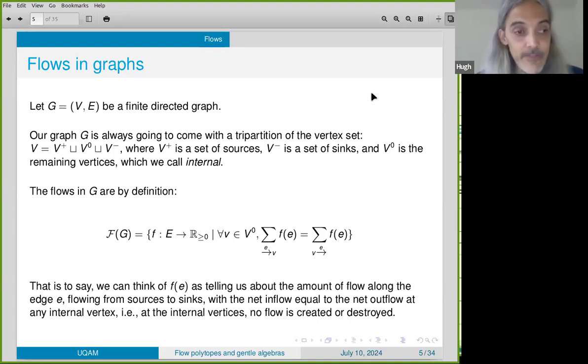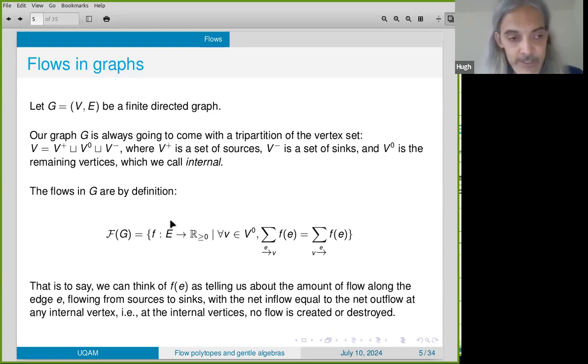So we have a directed graph consisting of set V of vertices and set E of edges. And the vertices of our graph are always going to be divided into three types. V plus, which is a set of sources, V minus, which is a set of sinks. So all the arrows are leaving the vertices from V plus, all the arrows touching a vertex in V minus are going into it, and V0 are the remaining vertices. And we call those the internal vertices. They're not at either end.